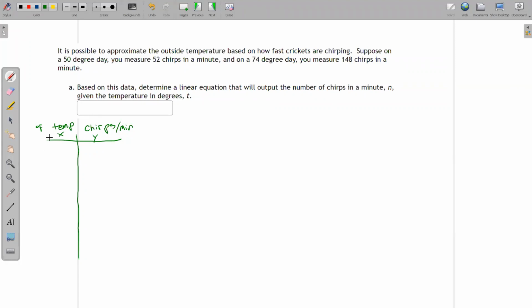Perfect. And they're saying what letters? T instead of an X and an N instead of a chirp. And we need to come up with, so again, my goal is something that looks like this, y equals mx plus b, where we need to calculate m and b and then replace the right letters for x and y according to the problem. So first thing we do is get the table set up so we can make our slope.